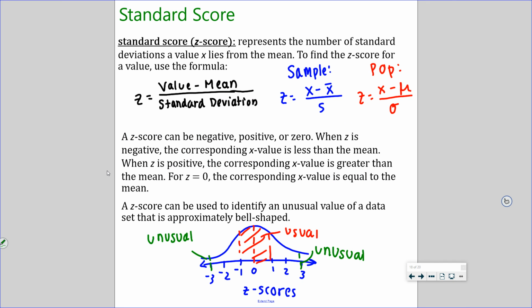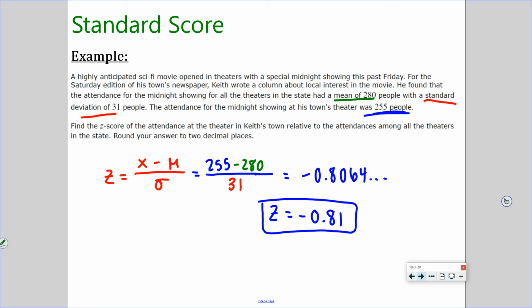Which makes sense, right? Because if it did lie a full standard deviation away from the mean, what's 280 minus 31? 249. So it doesn't quite lie one standard deviation away from the mean. It lies negative 0.81. That's what you're calculating. Does that make sense?